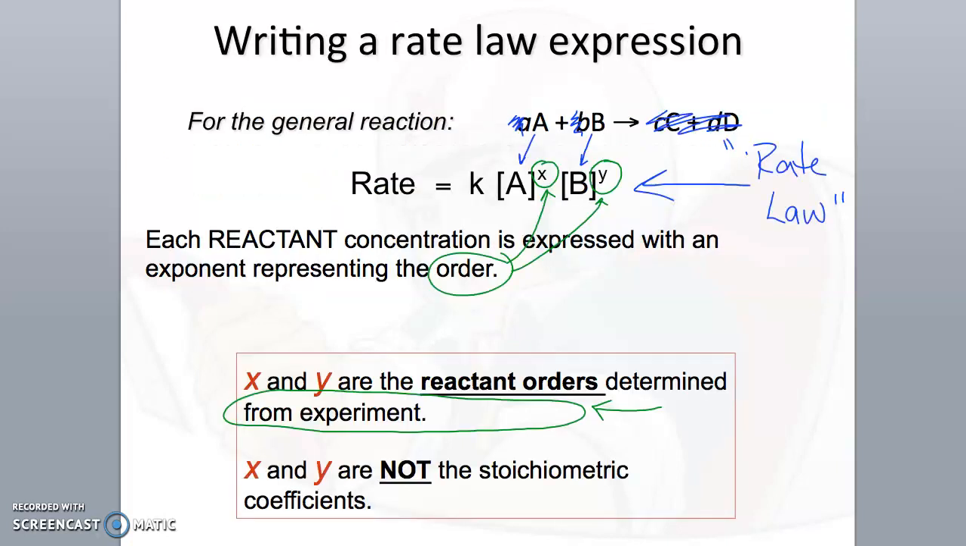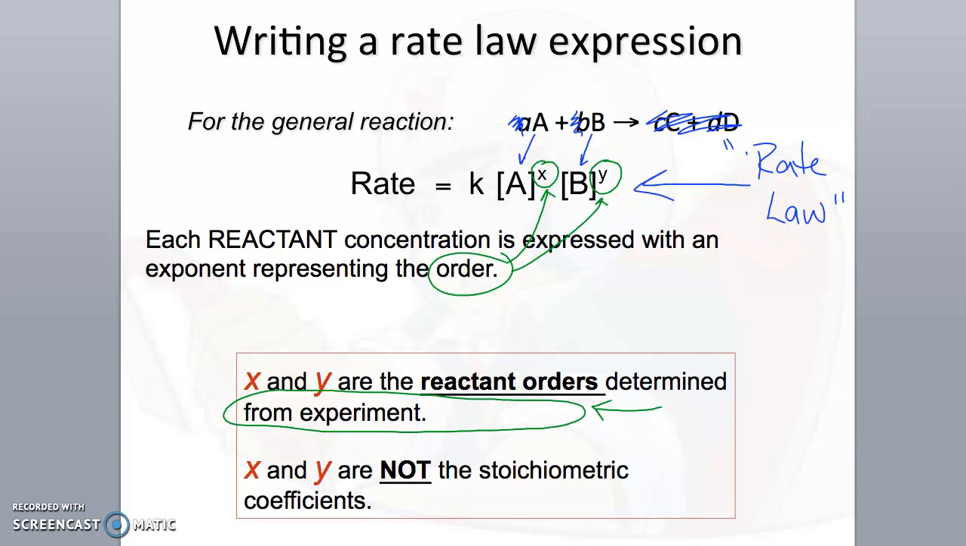All rate law expressions will begin with rate equals k, followed by the reactants in brackets. The brackets indicate that we're using concentration, usually in molarity. The exponent associated with each reactant, labeled x and y in this slide, are the reactant orders. Reactant orders have nothing to do with the balanced equation, and they must be determined by experiment.